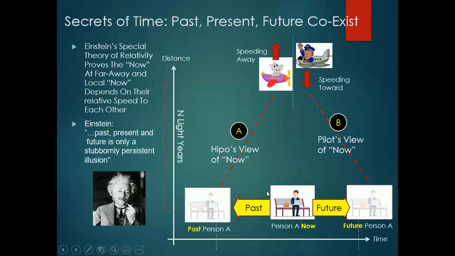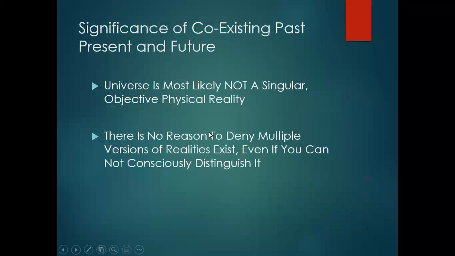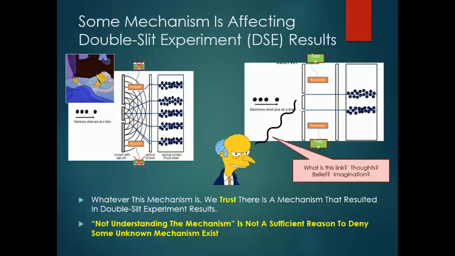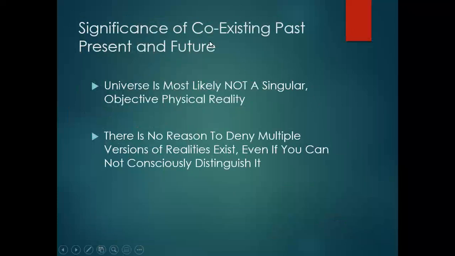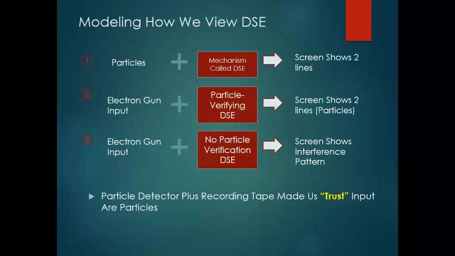And in this particular case, there's a reality of now, a reality of an hour ago, and a reality of 1 hour in the future. They are all realities. There's no reason to deny multiple versions of realities exist, even if you cannot consciously distinguish it. So the double slit experiment phenomenon and the coexistence of past, present, and future are two foundations we need to discuss the mechanism of future casting. So let's get into that.